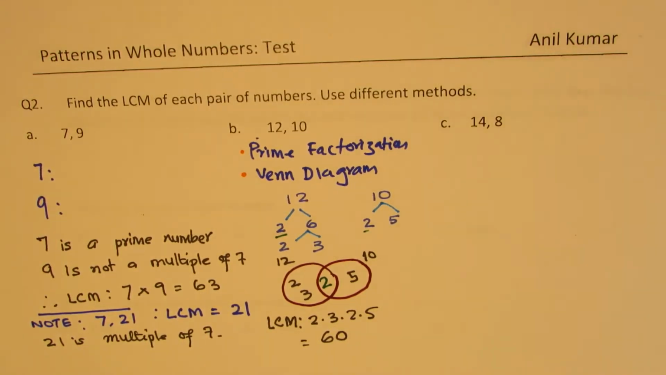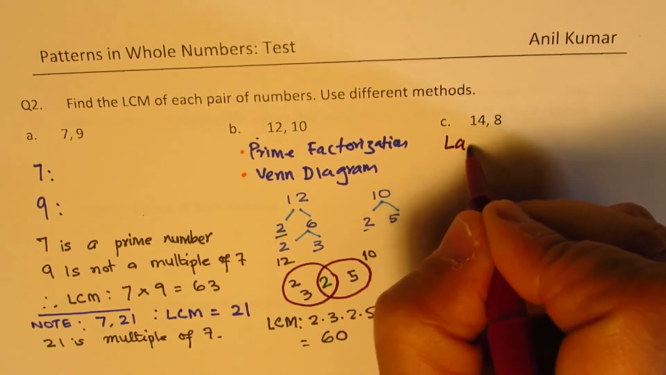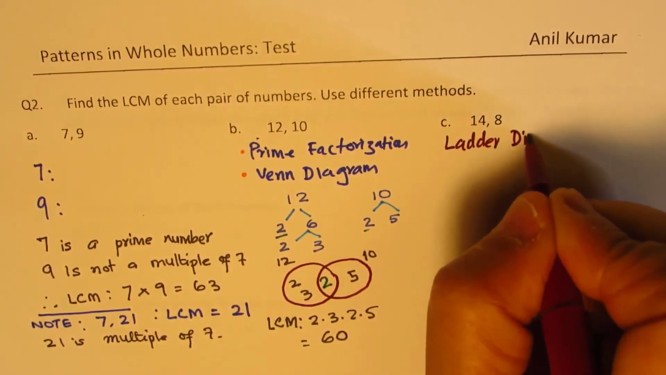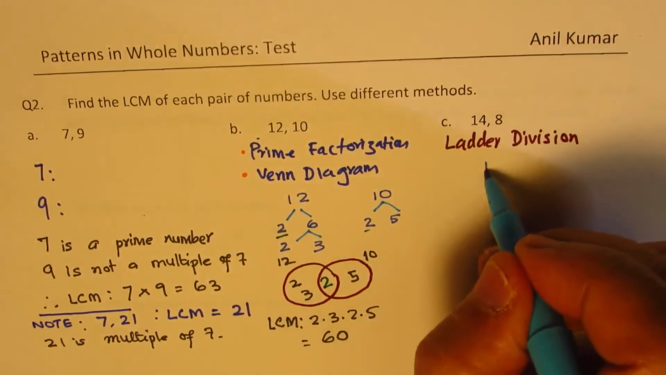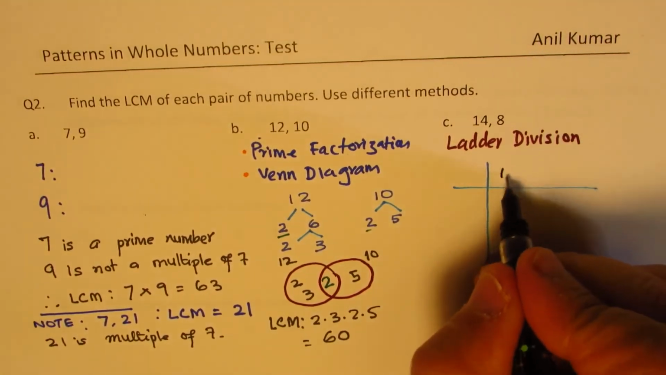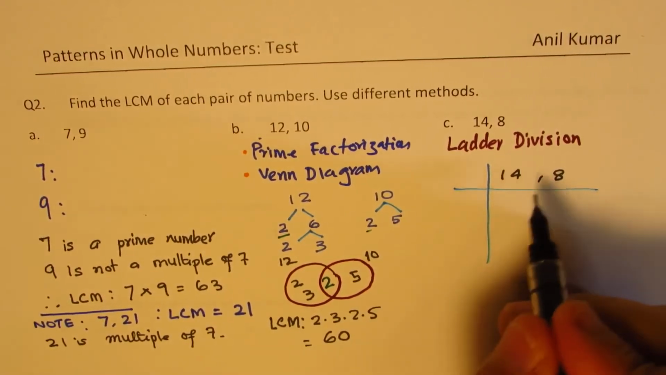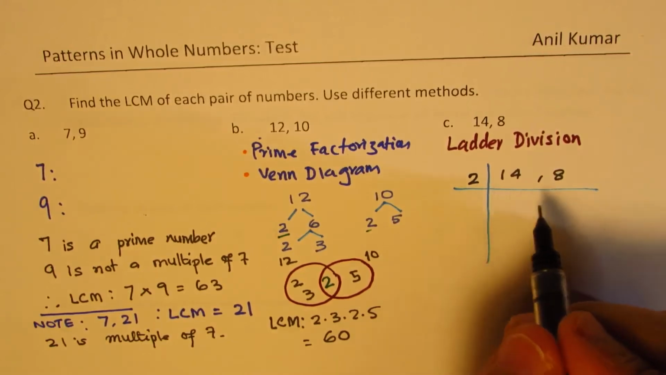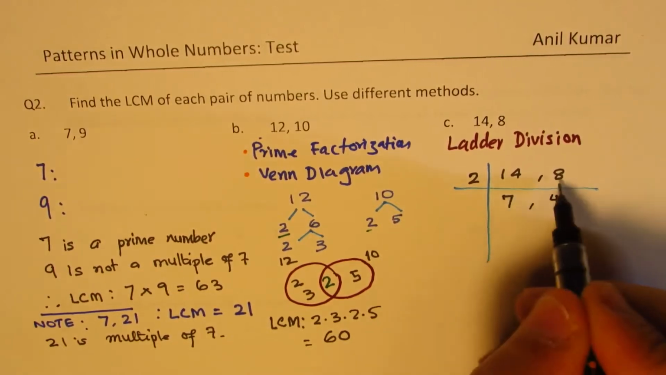Now, we'll talk about the third method, which is what we have learned in our childhood. It is a special kind of division. We call it ladder division. So, in the ladder division method, here's the technique: write the two numbers given to us, which are 14 and 8. And we try to figure out what the common factors are. So 2 is a common factor.